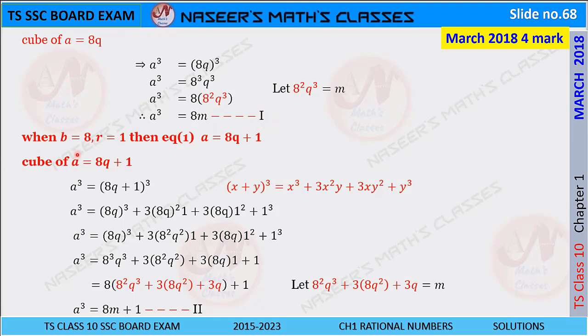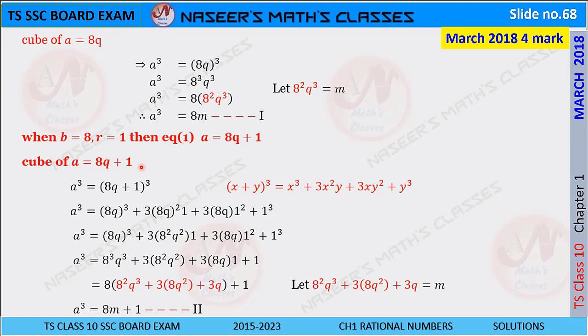Next we have to substitute b is equal to 8 and r is equal to 1 in equation 1. Then equation 1 is written as a is equal to 8q plus 1. Next we have to find the cube of a is equal to 8q plus 1.